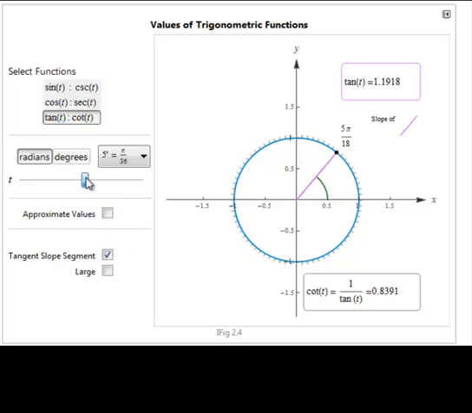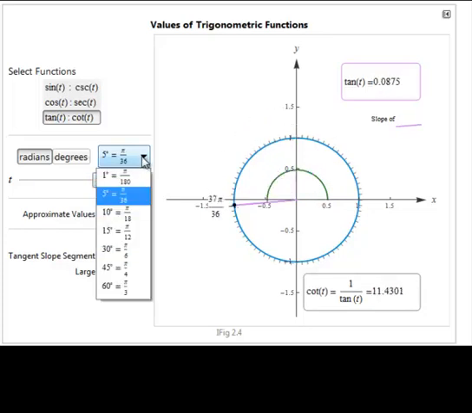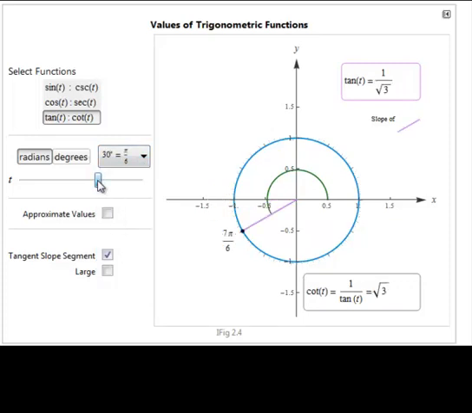The tick marks on the unit circle may be chosen from one of 7 values ranging from 1 degree to 60 degrees. The functional values may be shown in exact values or approximate values to 4 decimal places.